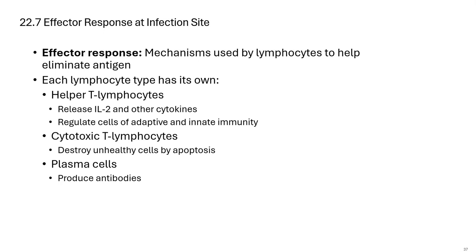All right, so after we have activated our various cell types, our helper T cells, our cytotoxic T cells, and our B cells, what do they actually do? What's the effector response? So what is the end result of them becoming activated? And for some of these, we already touched on it, but we're going to just review it here briefly, okay?